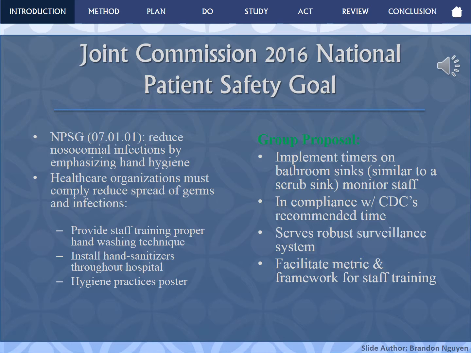However, we would like to improve the process by implementing timers on a sink, similar to the ones installed in a scrub sink, to monitor staff compliance with the CDC recommended time of hand washing practice. In other words, the timer would serve as a robust surveillance system where the infection control team can monitor how long staff are taking to properly wash their hands. Thus, from the valuable data they collect, they could facilitate a metric and develop a framework for staff training.